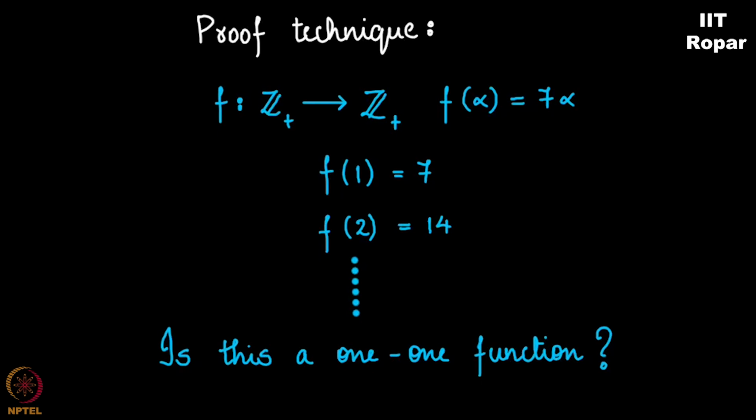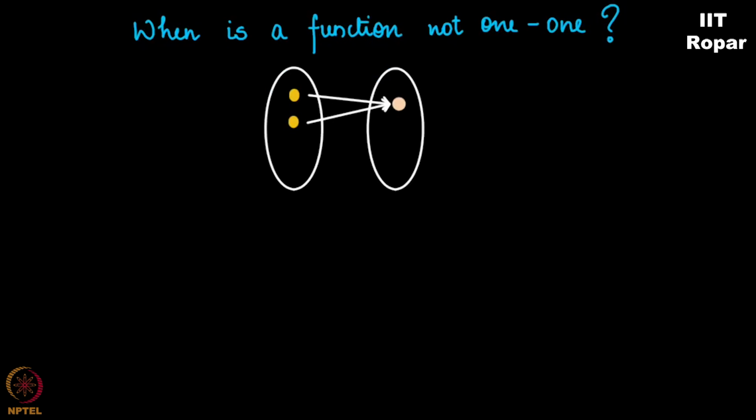Let me prove it very, very patiently. Observe, although in this example you feel there is no need to prove, I'm teaching you how to prove that a function is 1-1. When will a function not be 1-1? When two elements go to the same element. Let's assume such a thing is happening here.